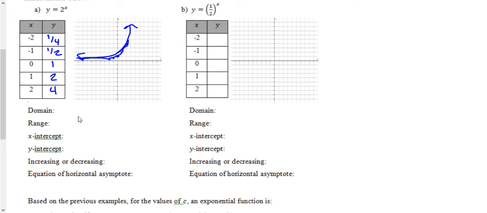Let's talk about the domain on this graph here. The domain, as far left as we can go, is negative infinity. As far right, well, that arrow is going to go up, and up to the right there it's going to be positive infinity. So my domain is from negative infinity to positive infinity.